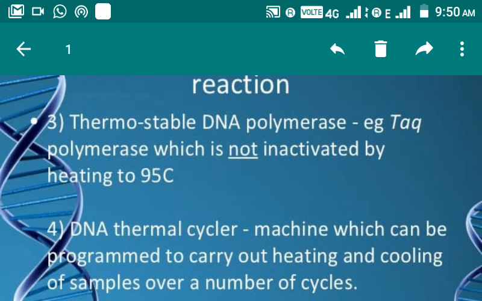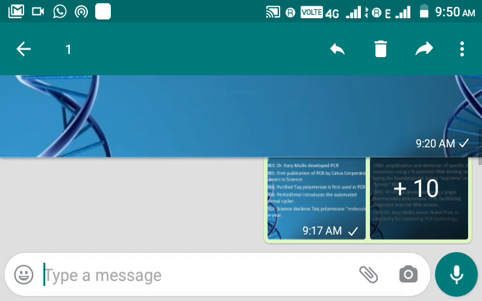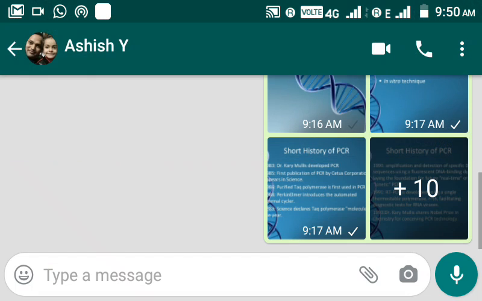Next is the DNA thermal cycler. That is the machine which can be programmed to carry out heating and cooling of samples over a number of cycles.